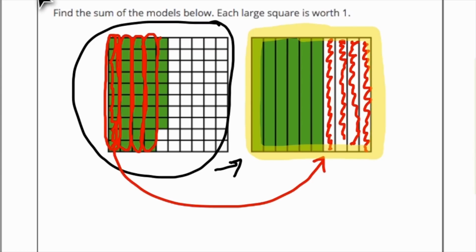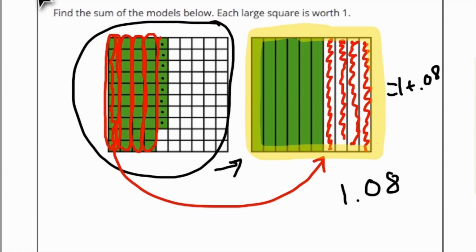As we mentioned earlier, one full box is worth 1, but we haven't transferred all of the green over from the left. We still have 1, 2, 3, 4, 5, 6, 7, 8 pieces left. Those are 8 pieces out of 100, so we still have to add our 8 hundredths to this. So therefore your answer is 1 and 8 hundredths.